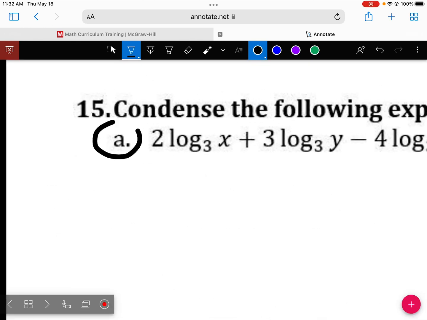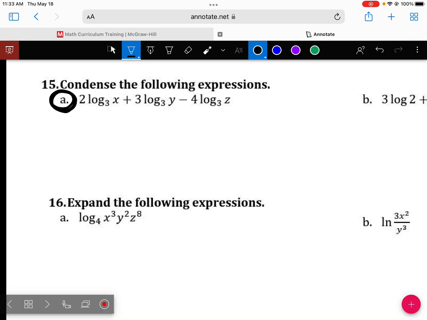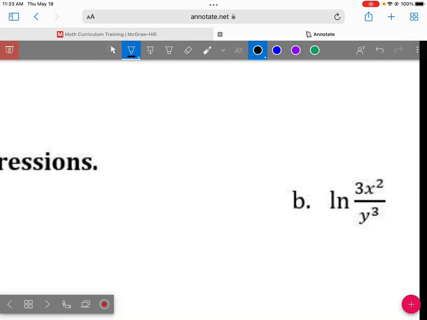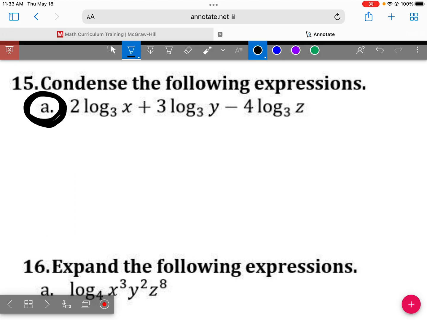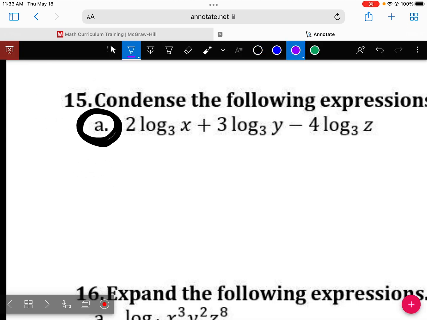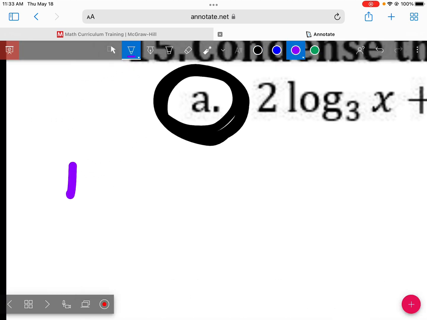The only thing I remember is that you could take the 2 and you put it behind the. Yes. We're going to do part A on number 15. We're going to do part B on number 16. You guys will have the others to practice on your own. When we are condensing, we do the powers property first.